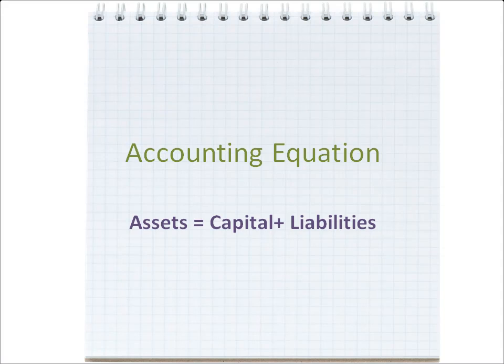Assets are the resources controlled by the entity due to past events through which future economic benefits are expected to flow to the entity. Liabilities are the present obligation due to past events, the settlement of which arises an outflow of resources embodying economic benefit from the entity. And capital is the owner's claim.